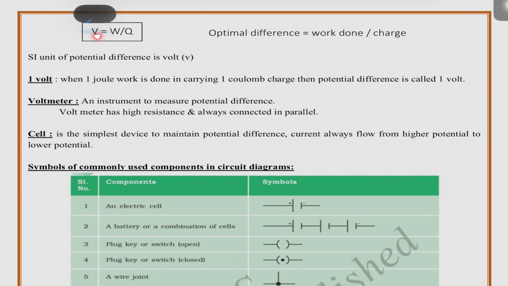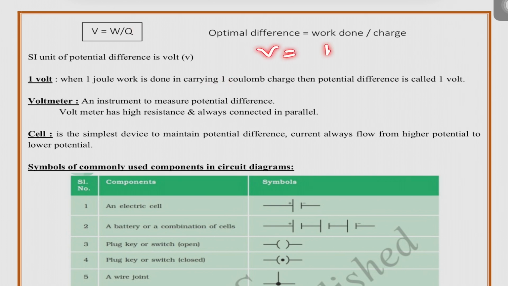So, what is the potential difference? It is the amount of work done to move a unit charge. That is equal to work done by charge. Now, coming to what is 1 volt. So, when 1 joule of work is done in carrying 1 coulomb of charge, then the potential difference is called 1 volt. So, if you know the formula, you can easily write the definition.